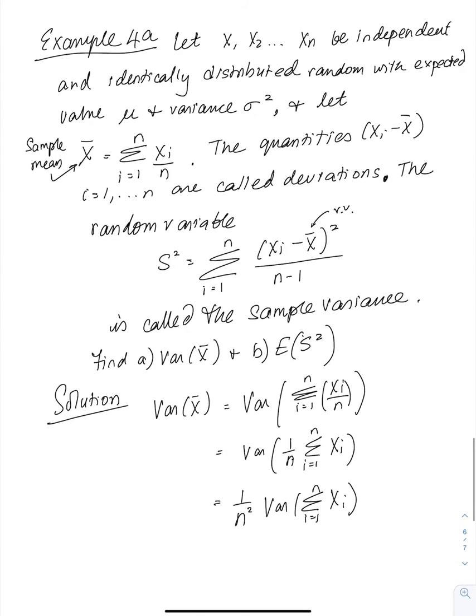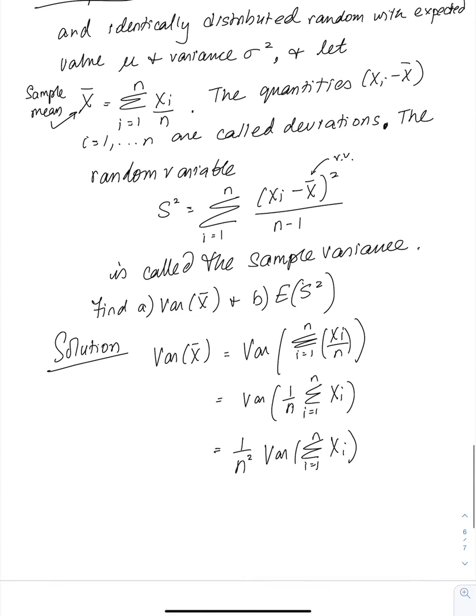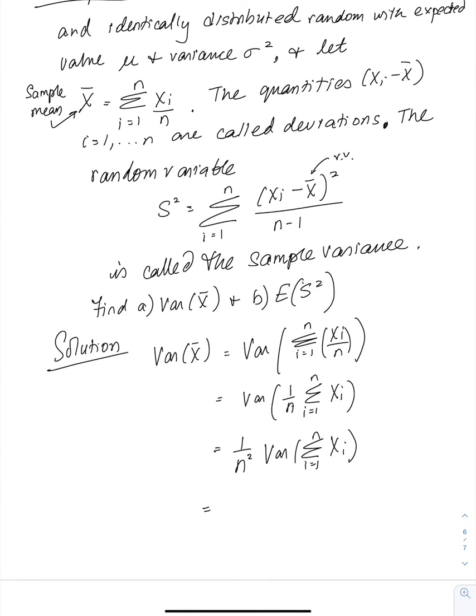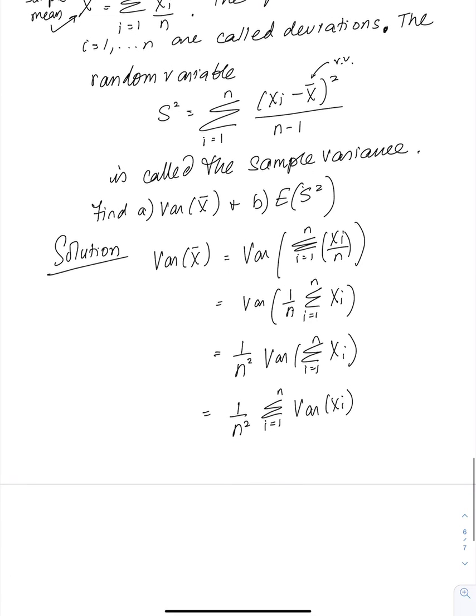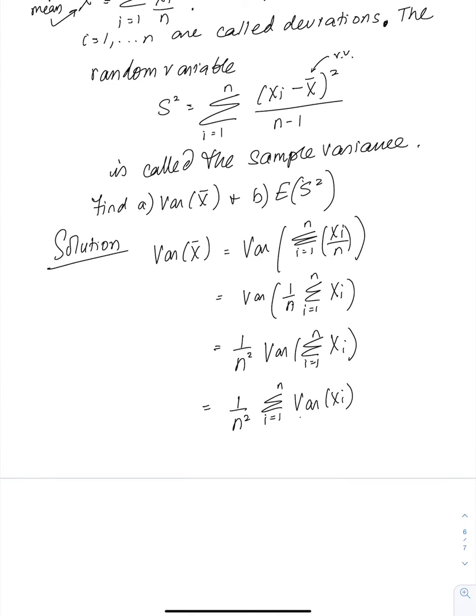But what do you know? These xi's are independent. So what did we just look at? The variance of a sum is the sum of the variances. And you know that each variance is sigma squared. You're adding up n of them, so it's n times sigma squared over n squared. So you'll have sigma squared over n. The variance of x bar is 1 over n times the variance of x. All right, so don't forget these xi's all have the same variance, sigma squared.